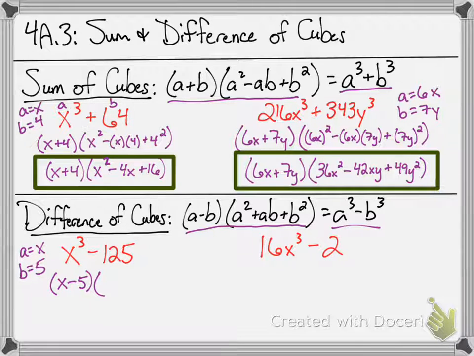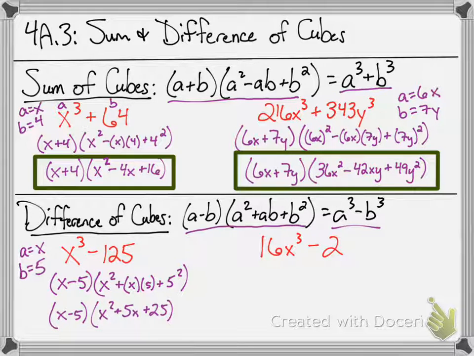Now we'll go ahead and plug into the trinomial. So A squared is just going to be x squared, plus AB, so it'll be plus x times 5, plus B squared, which would just be 5 squared. The binomial is going to stay the same. The trinomial we're going to rewrite a little bit more nicely. Call it x squared plus 5x plus 25. And there we have factored out our difference of cubes.